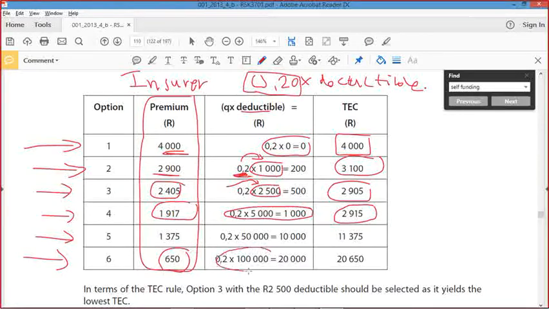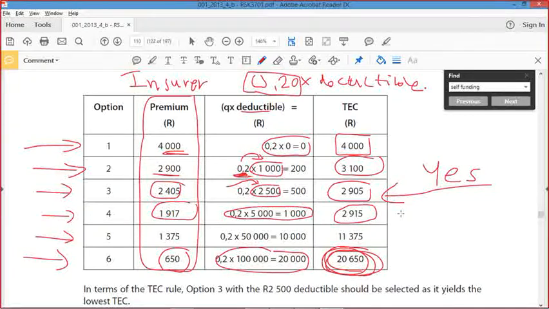If we keep going, notice, if you have a very low premium and a very high excess, does that benefit the business? No, because the total expected cost will be 20,650. So which is the best option here, Melanie? Option 3. Yes, this is the best option. The business is going to choose a premium of 2,405 a month with a deductible of 2,500 based on the likelihood of being in an accident.